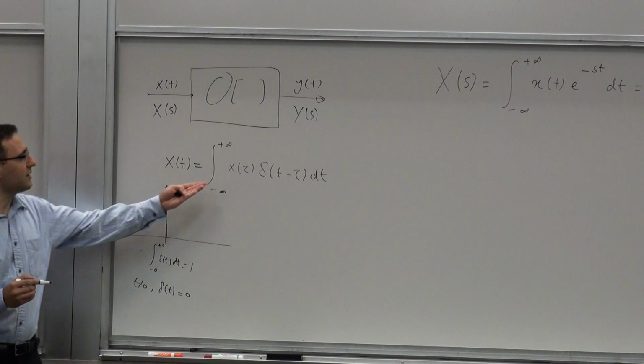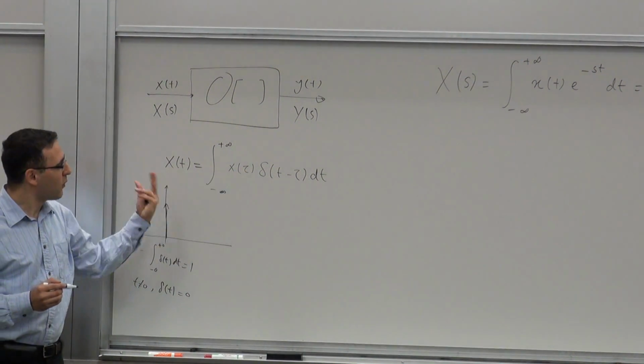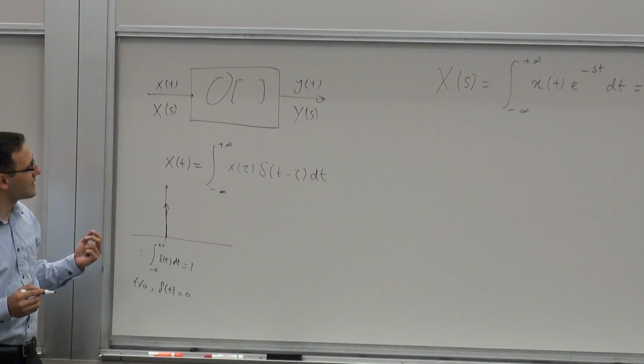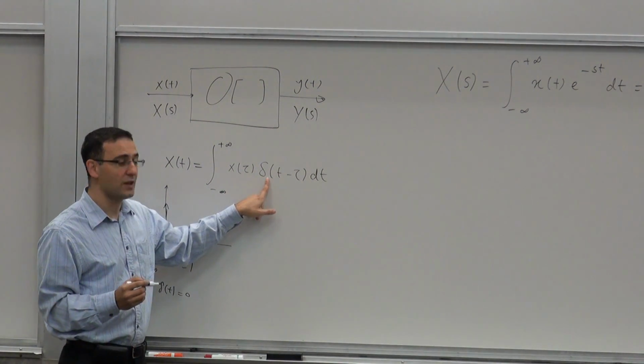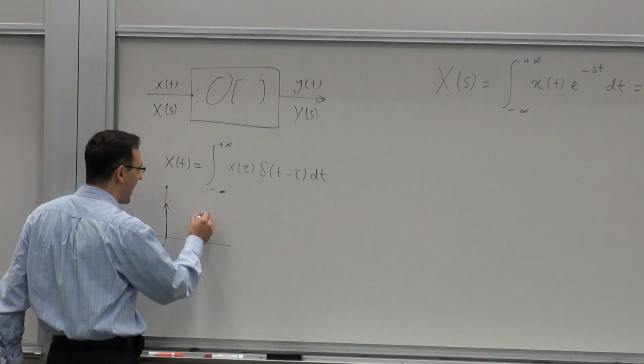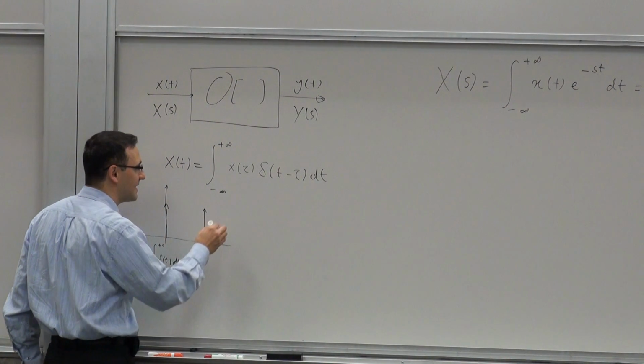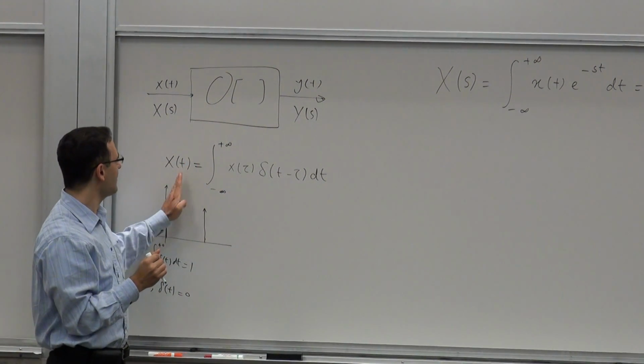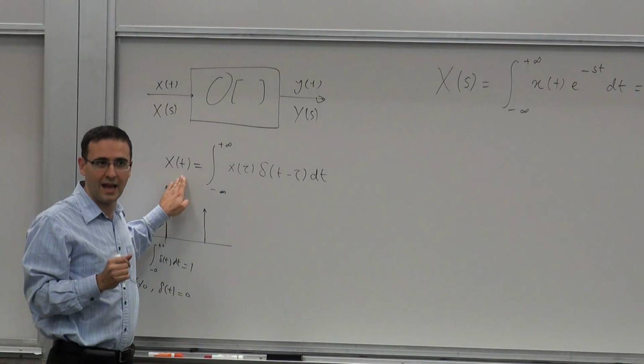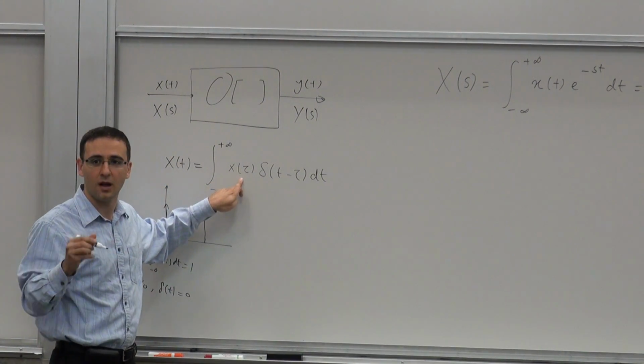You can interpret this in several different ways. One way to interpret this is to say, okay, this is a shifted delta. Delta of t minus tau is a delta that sits here, so basically it takes a sample. So you can say, I can represent my signal as a table of its values.